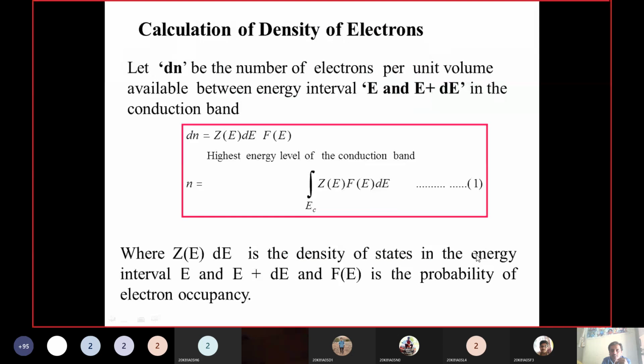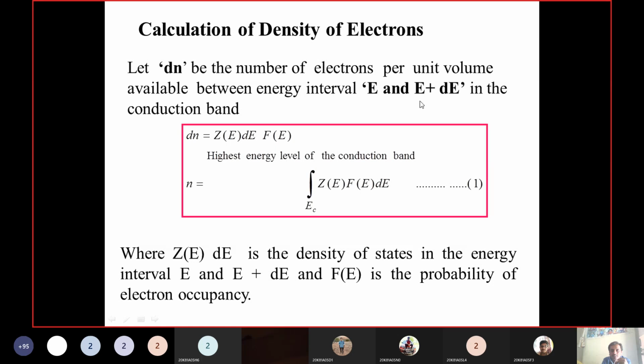Now calculate the density of the electrons. Let dn be the number of electrons per unit volume at a particular energy level, between E and E plus dE. So dn is the density of electrons in the particular energy gap between E and E plus dE.